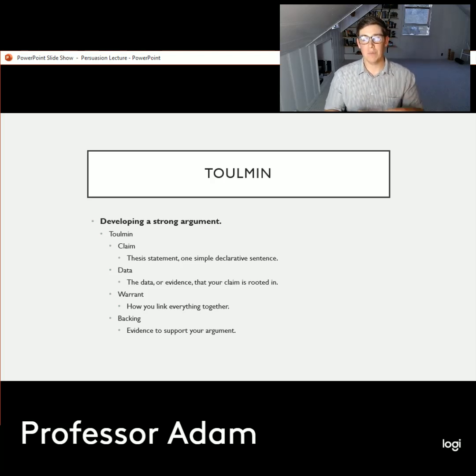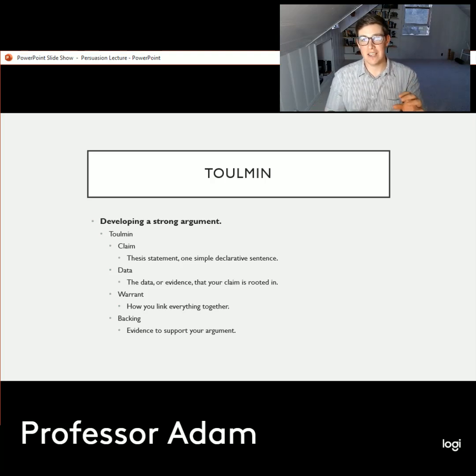Now, backing is going to be a little bit different than data, because your data is going to be the piece of evidence that your argument is rooted on, that it's built on. But your backing is going to be all of the extra support that you bring in, really to bolster that idea. So to think back to the example used for Charles Darwin and the origin of species and the theory of evolution. If I'm making a claim about the theory of evolution, my data is the book On the Origin of Species by Charles Darwin. My backing would then be any current research that I bring in to support that.